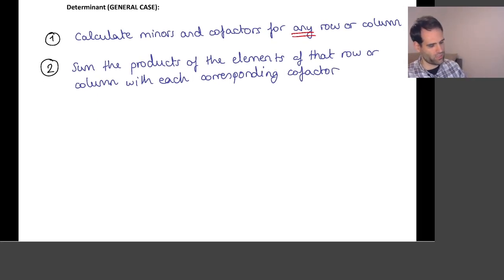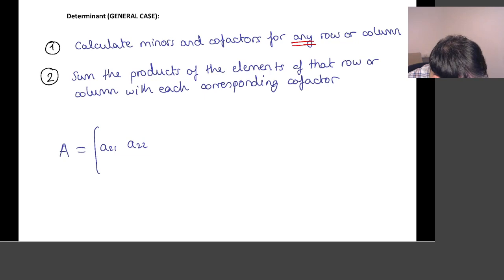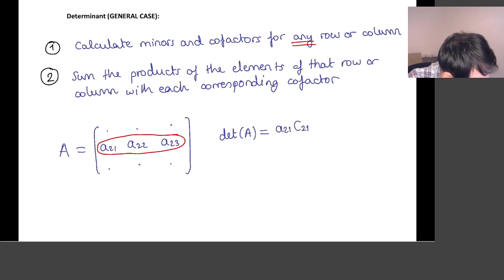Let me give you an example, because without an example, this is very difficult to understand. Let's say we have our matrix A, which is a 3 by 3 matrix, and you choose the second row. The second row is a21, a22, a23, so we ignore the other entries. We choose this second row. The first thing you would do is calculate the minors and the cofactors corresponding to that row. Then the determinant of A is equal to the product of the elements on that row with the corresponding cofactor, adding them up. So it would be equal to a21 times the cofactor C21 plus a22 times the cofactor C22 plus a23 times the cofactor C23.